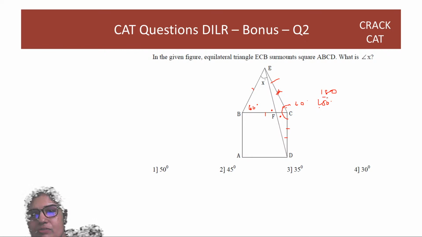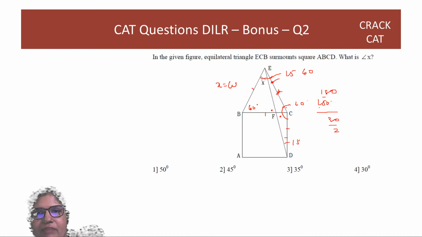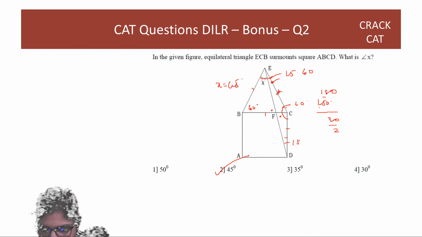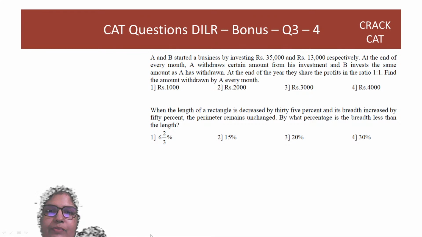180 minus 150, 30 degrees, you divide by 2. So this angle is 15 and this angle is also 15. Now in the full ECB you have 60 degrees, out of which part of it is 15 degrees. So X hence will be 45 degrees. Answer is the second option. Right? Great. Next question.